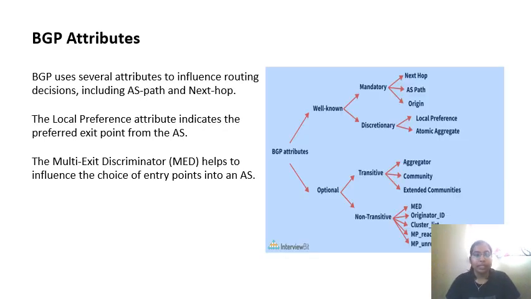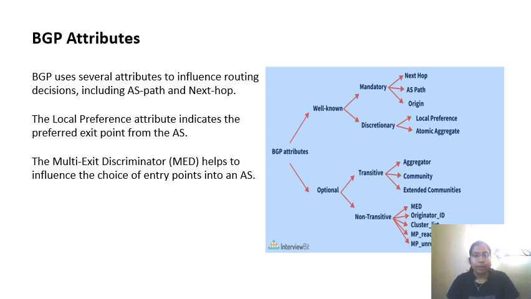BGP attributes. BGP uses several attributes to influence routing decisions, including AS path and next hop. The local preference attribute indicates the preferred exit point from the AS. The multi-exit discriminator helps to influence the choice of entry points into an AS.